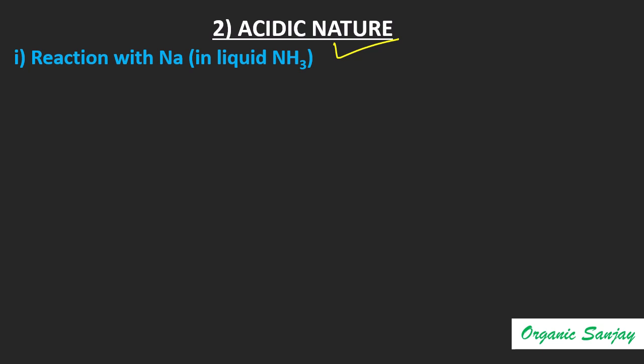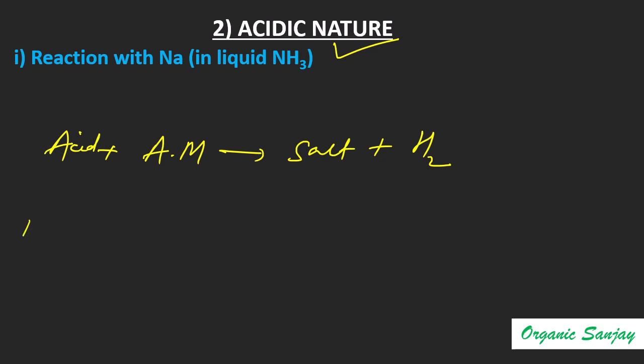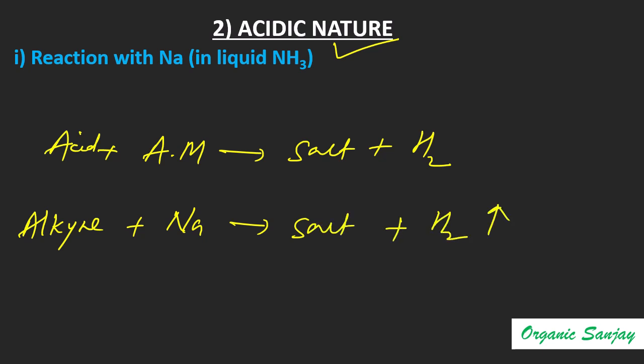Acidic nature. Ethyne and some terminal alkynes show acidic behavior. You know, one characteristic of acids is that they react with active metals and give salt and hydrogen gas. In a similar way, some alkynes also react with active metals like sodium and give salt and hydrogen gas, showing acidic behavior. Now let's see some chemical reactions.